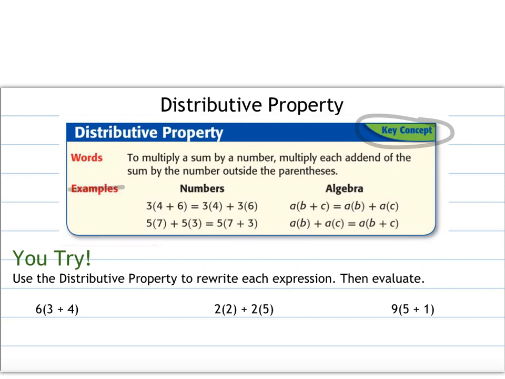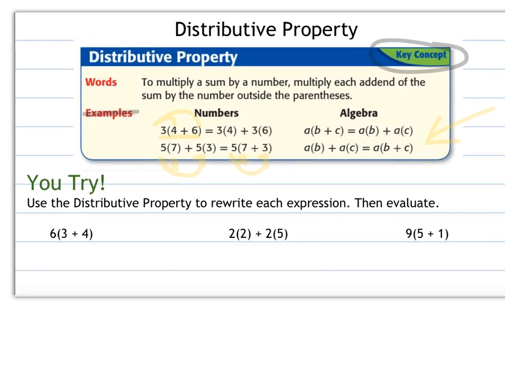And of course, it makes more sense for a visual for most of us. So some examples here. In number forms, we see that 3 times the sum of 4 and 6 is the same as doing 3 times 4 plus 3 times 6. And vice versa, we see that 5 times 7 plus 5 times 3 could be written as 5 times the sum of those numbers. And in algebra, you'll often see it like this, where those letters just represent that those could be any sort of number. So you can write it in either way.